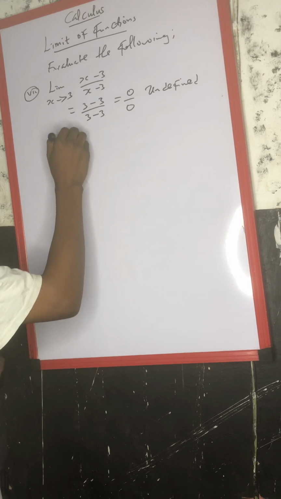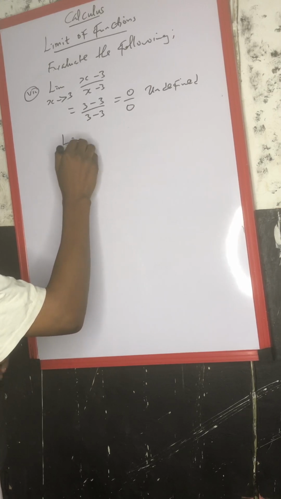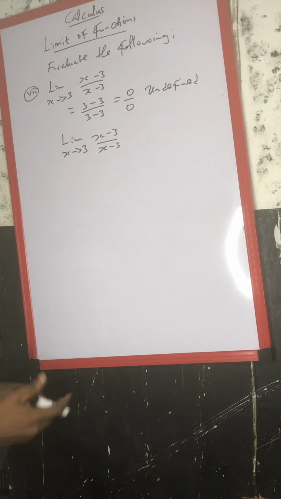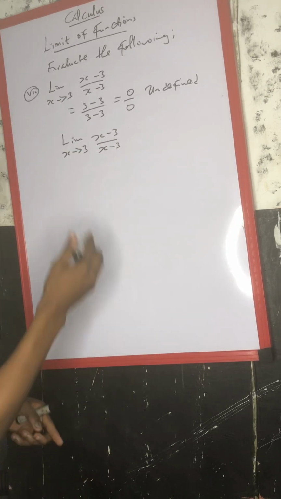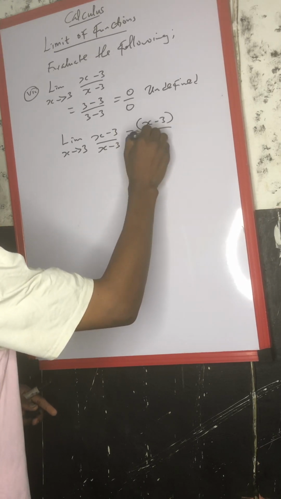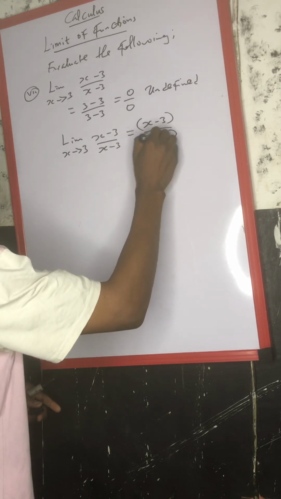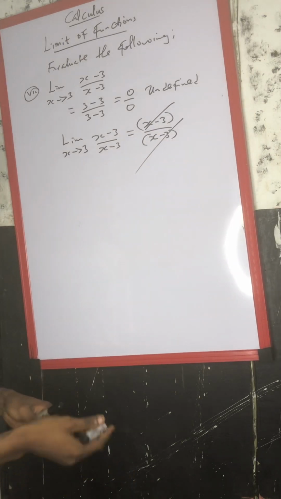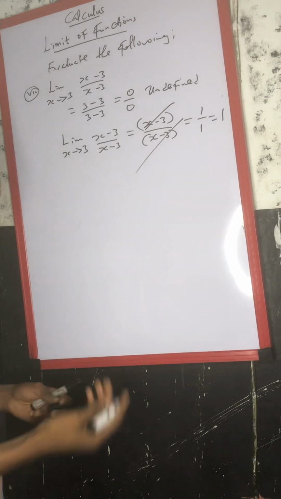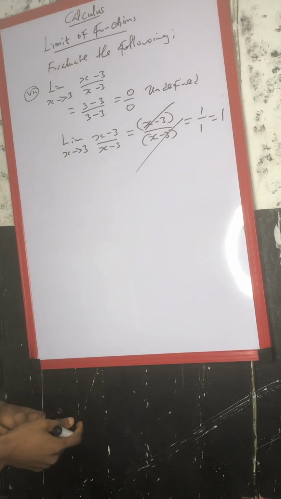So it becomes the limit as x approaches 3 of x minus 3 over x minus 3. Mathematically, you have the same thing in your denominator and in your numerator, x minus 3 and x minus 3. They can easily cancel out, and your final answer becomes 1 over 1, which gives us 1. So that is your answer.